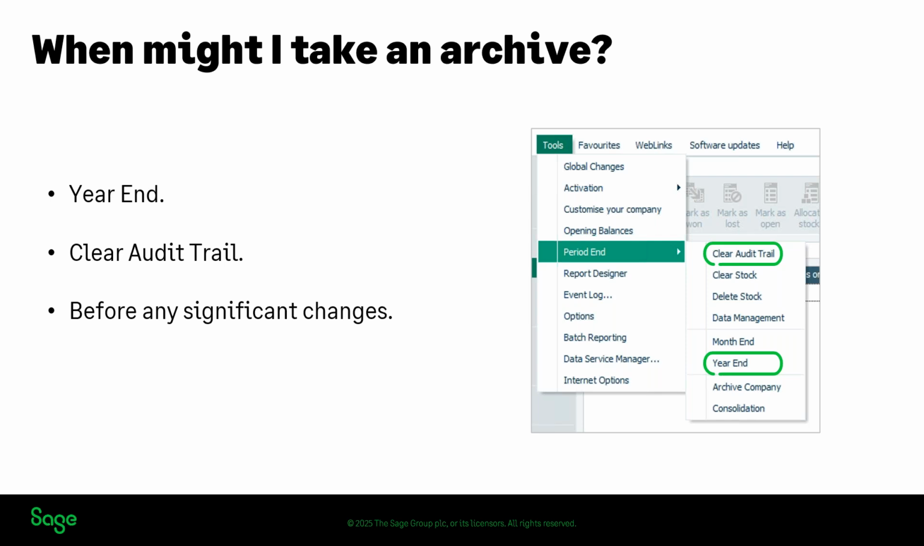So when might you take an archive? As I've mentioned, you might take one at year end, you might take one when you're running a clear audit trail, or before you make any significant changes. That could be removing old records. You can take an archive at any point in time, and there's no limit on how many times you can take one, but we strongly recommend taking one prior to running any of these processes.